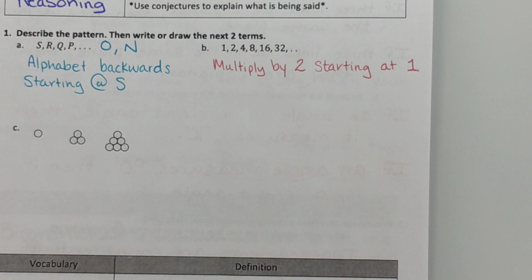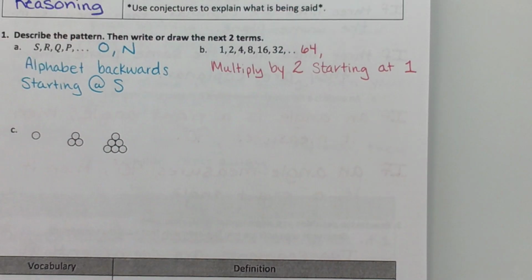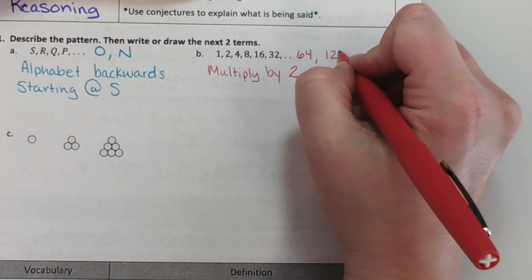Okay. What are the next two terms in the list? Grab a calculator if you need one. 64 comes next. Multiply by 2 again. What do we get? 128.